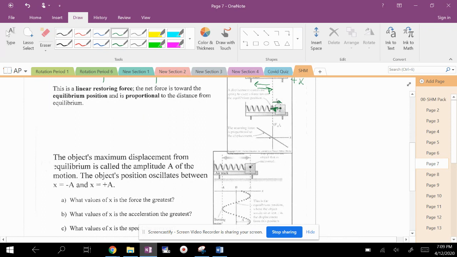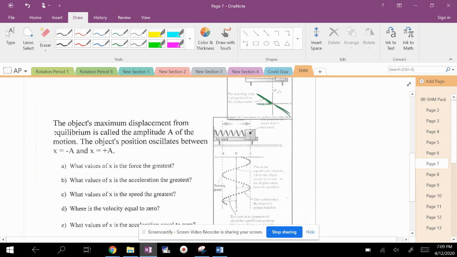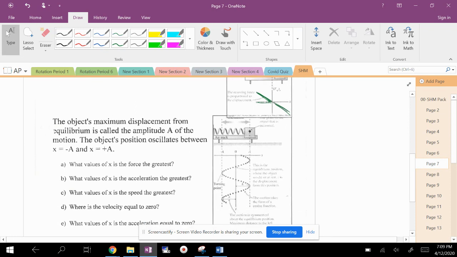Okay, and when x is negative, like right here, this is all negative x, you see that force is above 0, and vice versa here. I want you to think about that. Okay, so the object's maximum displacement from equilibrium is called the amplitude. So the object's position oscillates between negative A and positive A.